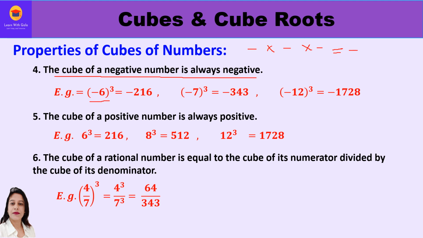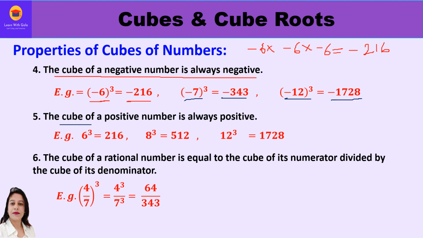So minus 6 cube is actually minus 216. Why? Because we are multiplying minus 6 into minus 6 into minus 6. That's why we are getting minus 216. Similarly, if we take minus 7 cube, it is minus 343. If we take minus 12 cube, it is minus 1728, right? So we say that the cube of a negative number is always negative.